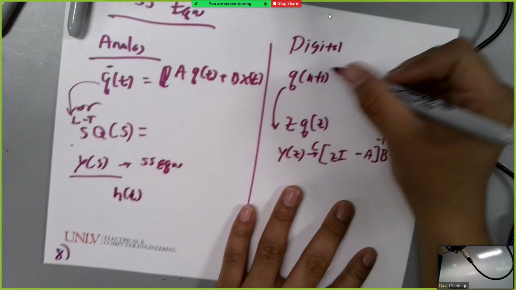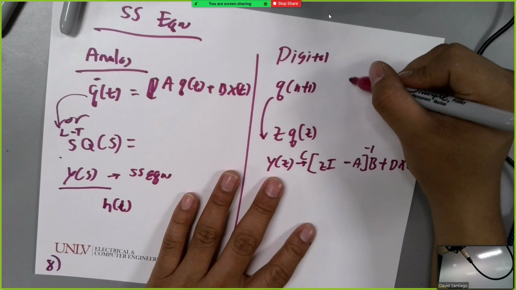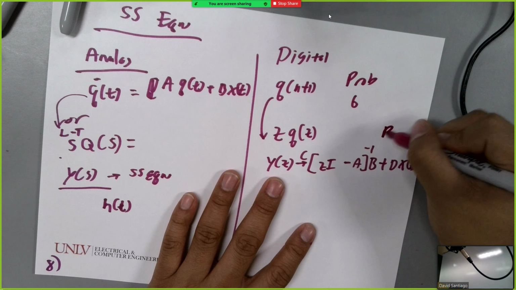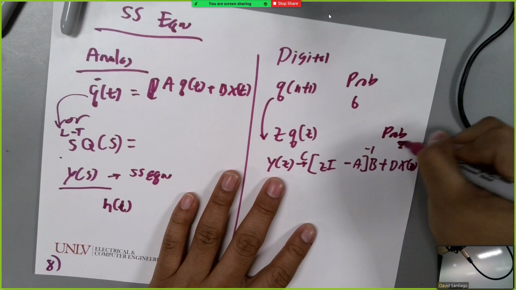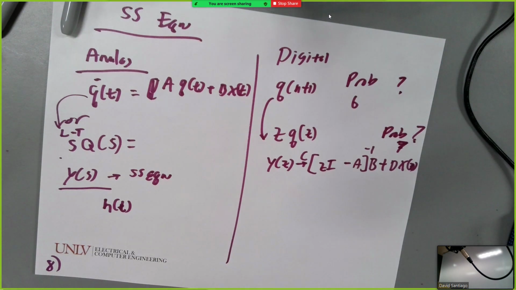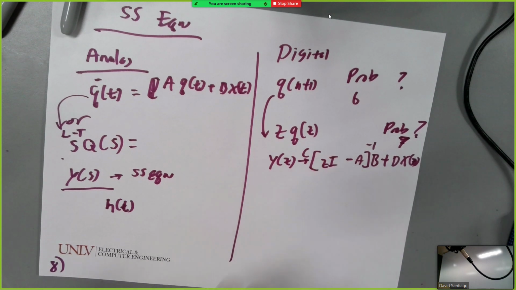So either this is probably like problem 1 or problem 6 or something like that, and this is problem 7. Do it without going into Laplace or z, and then do it again, but with z or Laplace. I honestly don't know what he's going to throw at you, but it's going to be one of those.